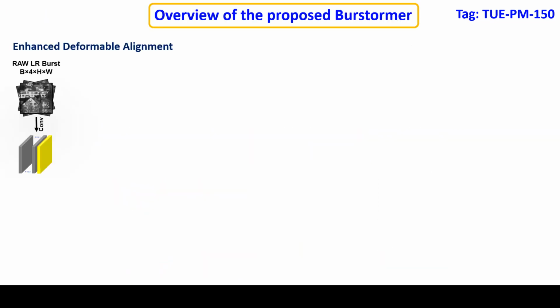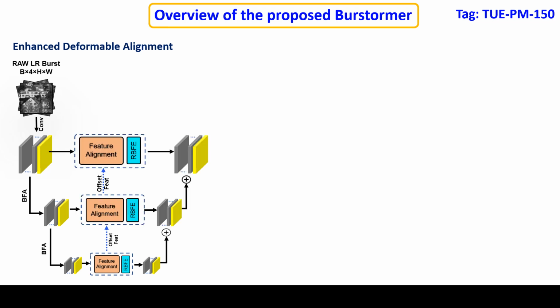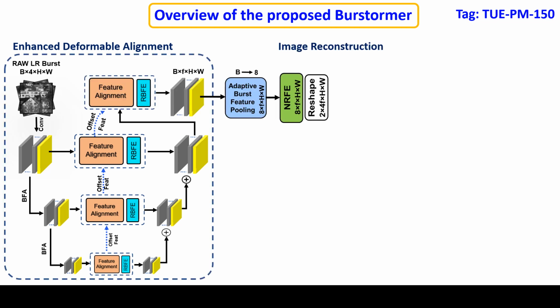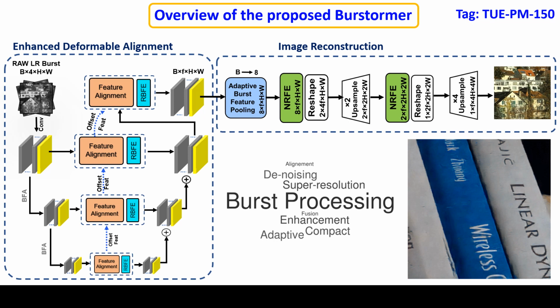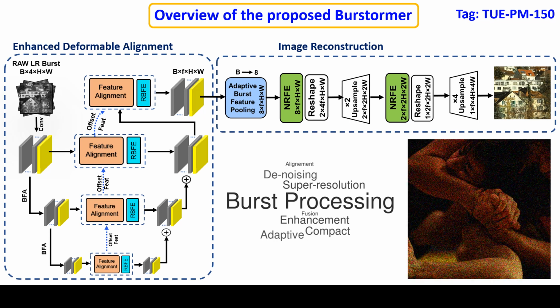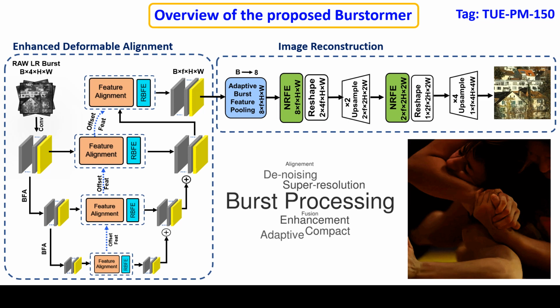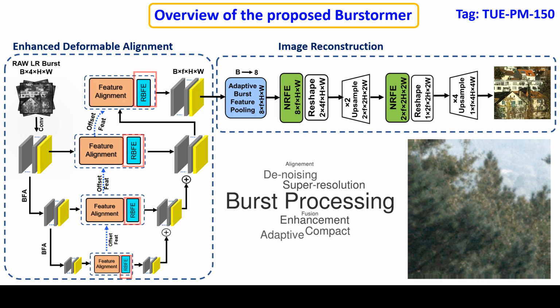The proposed Burstormer has two main parts: enhanced deformable alignment and the image reconstruction. Enhanced deformable alignment is a multi-scale hierarchical module that, at each level, first extracts noise-free local and non-local features with the burst feature attention, performs feature alignment, and finally refines and consolidates features with an additional interaction with the base frame via the proposed reference-based feature enrichment module.